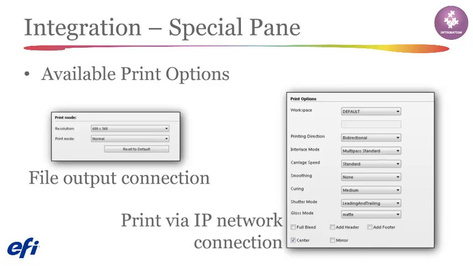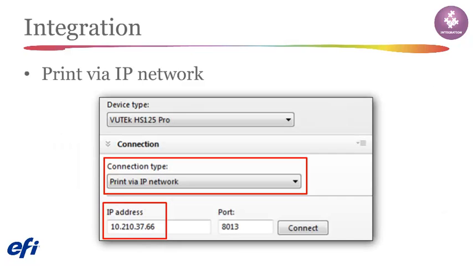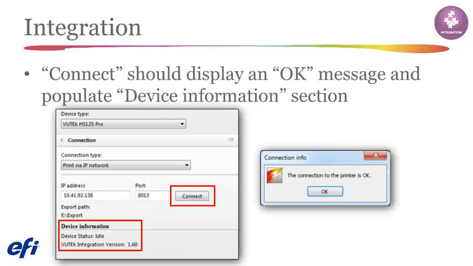On the special pane, with the traditional file output option selected, you will see a very limited list of options available. However, if you connect via IP network, you will see a greatly expanded list of options that you can set. Ensure that the connection type for the output device on the connection pane is set to Print via IP Network and enter the IP address for the ViewTech printer. Click on the Connect button and you should see a message confirming that you are connected to the printer, along with it displaying the device status and a ViewTech integration version, which must be version 1.6 or newer.